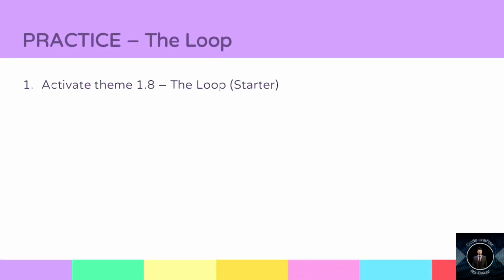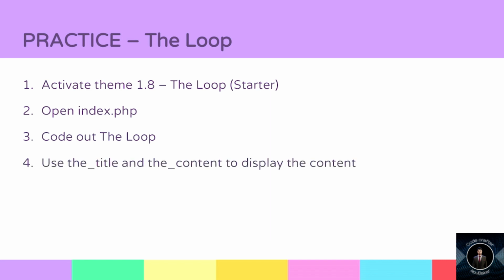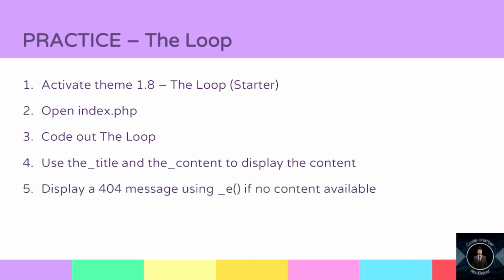You're going to start off with activating the theme 1.8, the loop, the starter files, the starter theme. That's going to have all the comments and everything that we need. You'll pop open the index.php. You'll see all the comments. You're going to code out the loop. You'll see it's very clear where you want to do this. The PHP blocks are kind of there and ready for you. And then within the while loop portion of it, use the title and the content to display the content, display a 404 message using the _e if there's no content available.